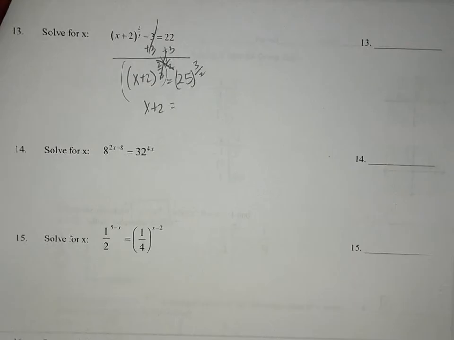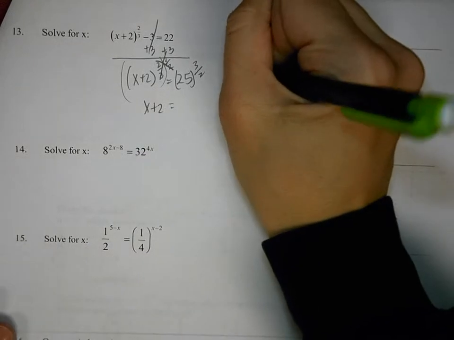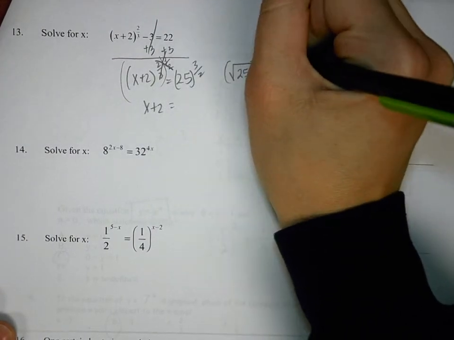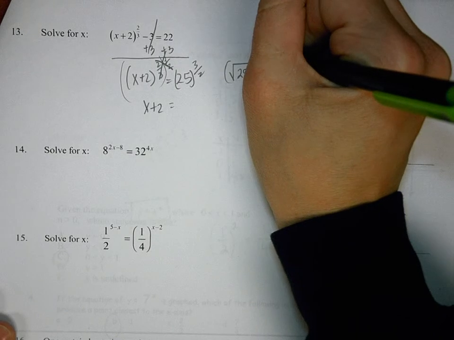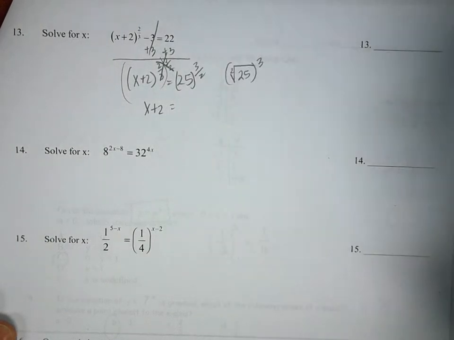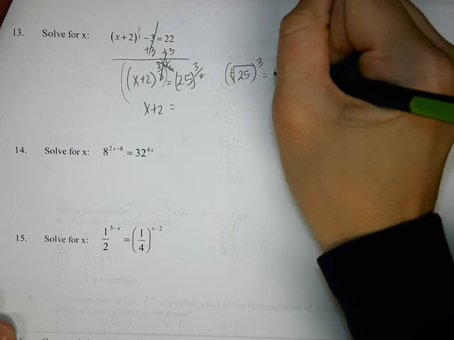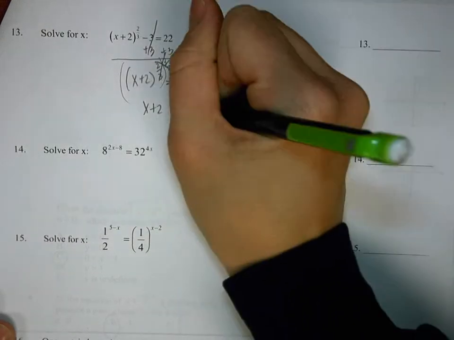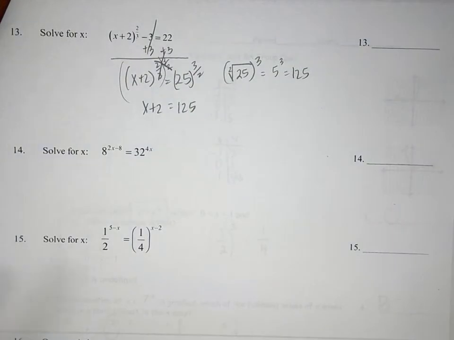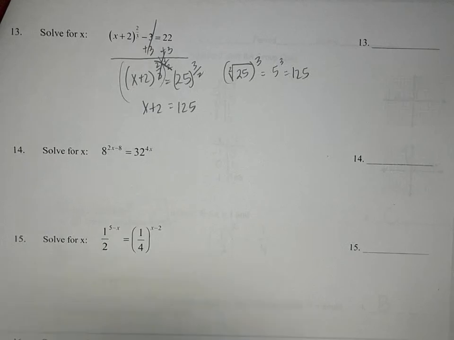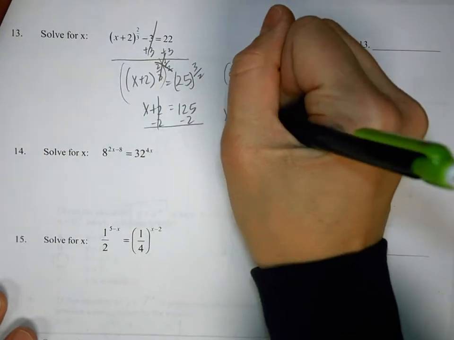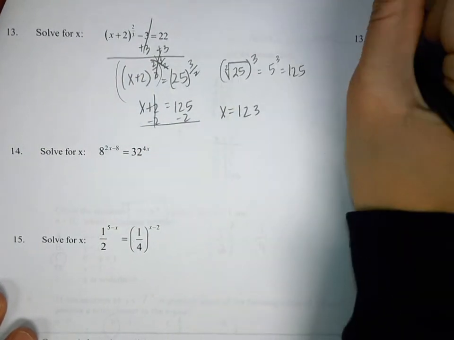25 to the 3/2 power, though, how will I change that? It'll be the square root of 25 to the 3rd power, right? What's the square root of 25? 5. And what is 5 to the 3rd power? 125. Then lastly, what will I do? Good, subtract 2. So x equals 123.